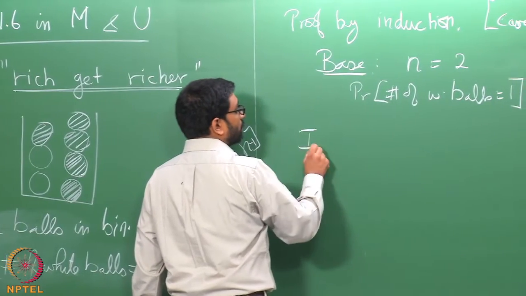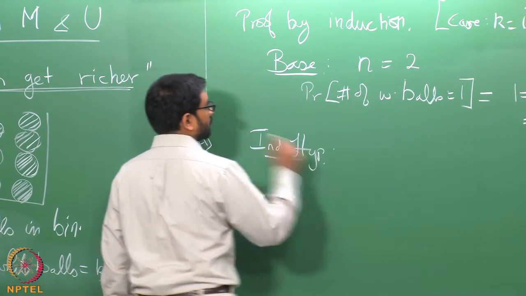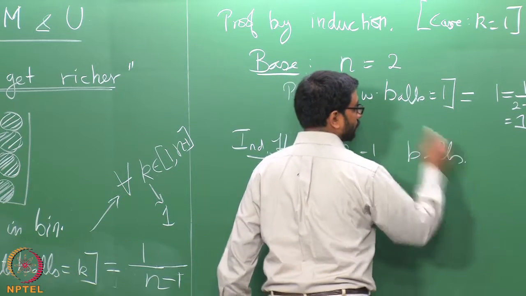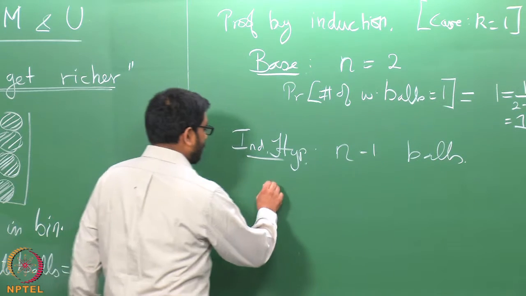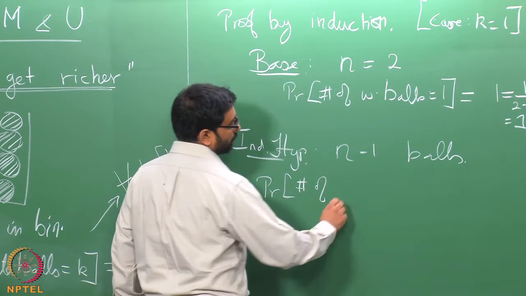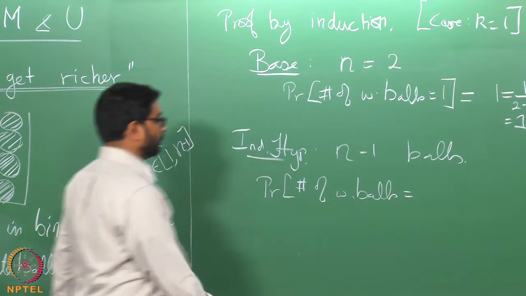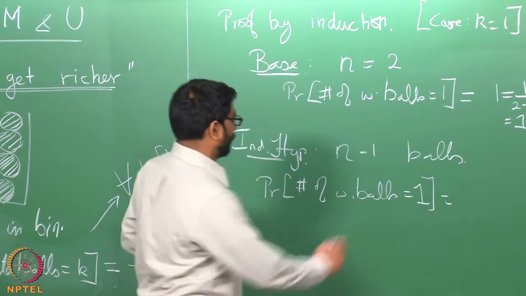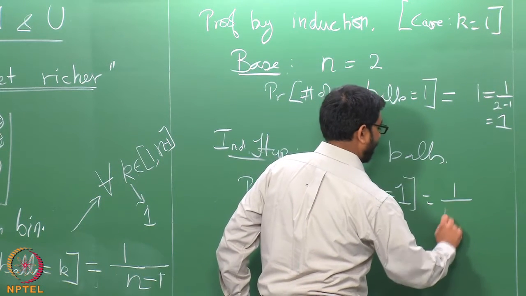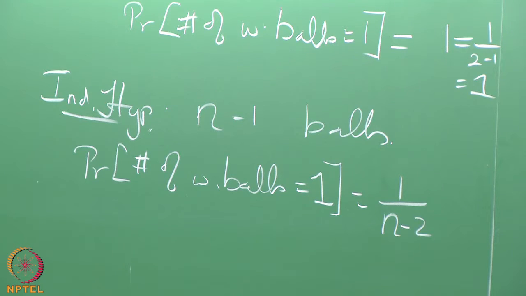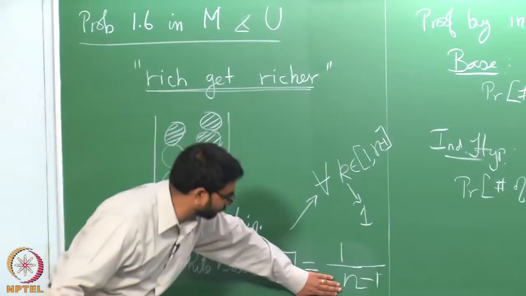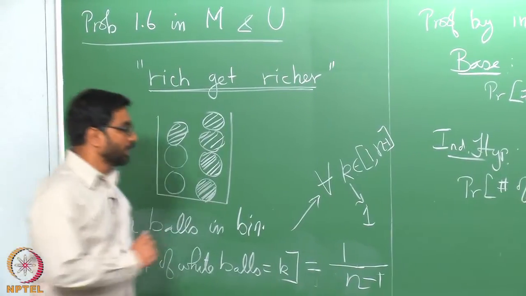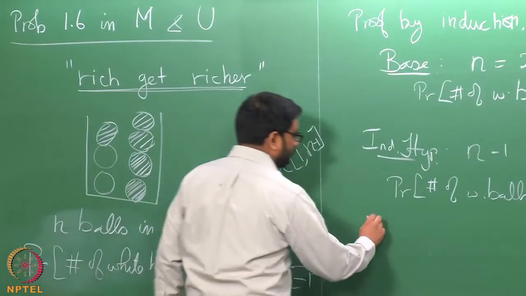Now, our inductive hypothesis is the following. We are going to assume that there are n minus 1 balls, and when there are n minus 1 balls, our assumption is that the probability that the number of white balls equals 1 is equal to 1 over n minus 2. This n minus 2 is coming from the fact that we want to prove this probability to be of the form 1 over n minus 1, and here it is n minus 1 balls. So, we have to take n minus 2 here. So, this is our inductive hypothesis, and now we are ready for our inductive step.